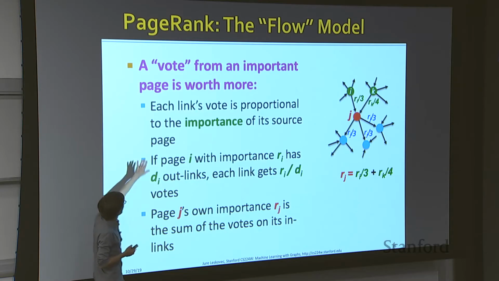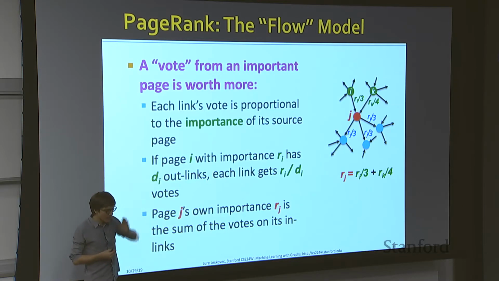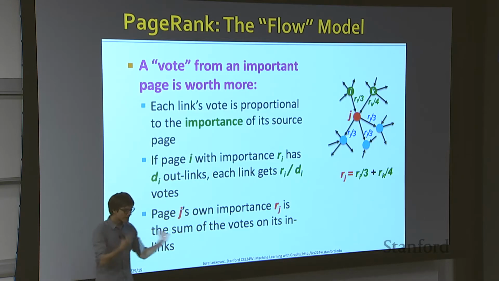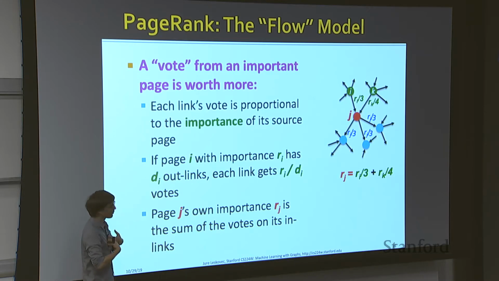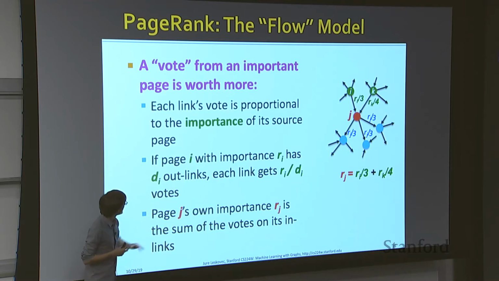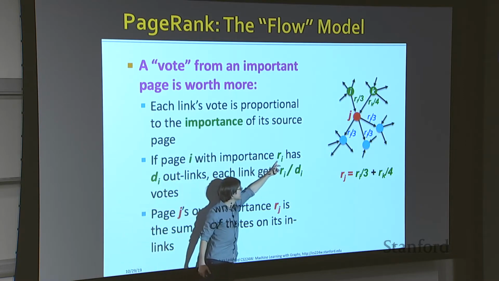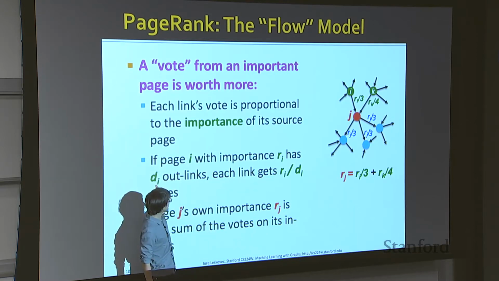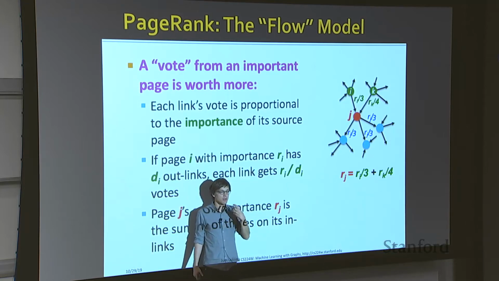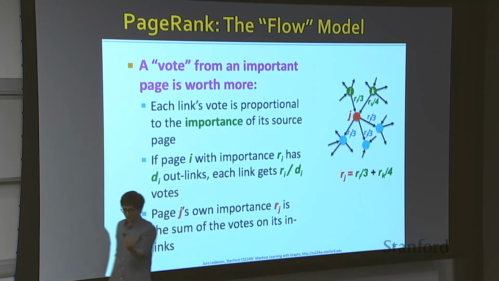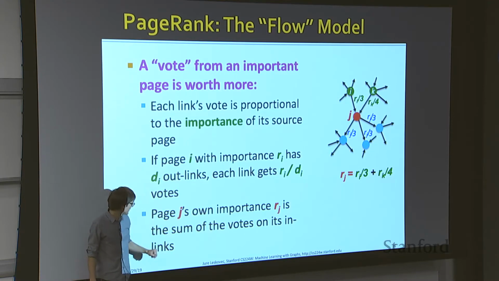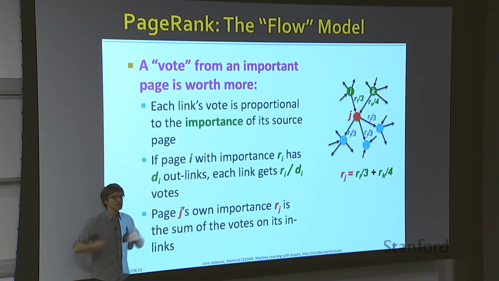And the idea is the following, that each page will have a number of links, and each page will have an importance. And when a page creates outlinks, it will essentially take its importance and evenly split it along all the outlinks. So this means if a page i with importance r sub i has d sub i outlinks, then each of the targets gets r sub i divided by d sub i credit or vote from that page i, right? And page j's own importance is simply the sum of the votes on its inlinks, right?